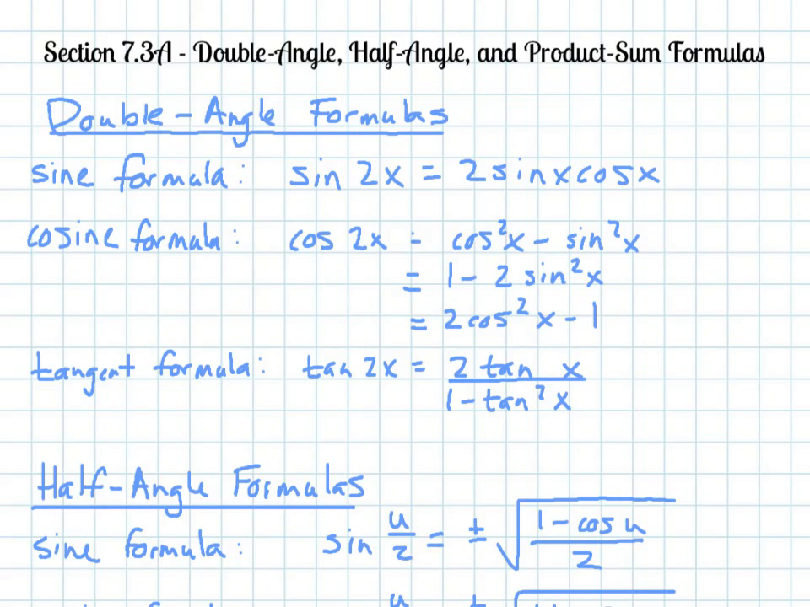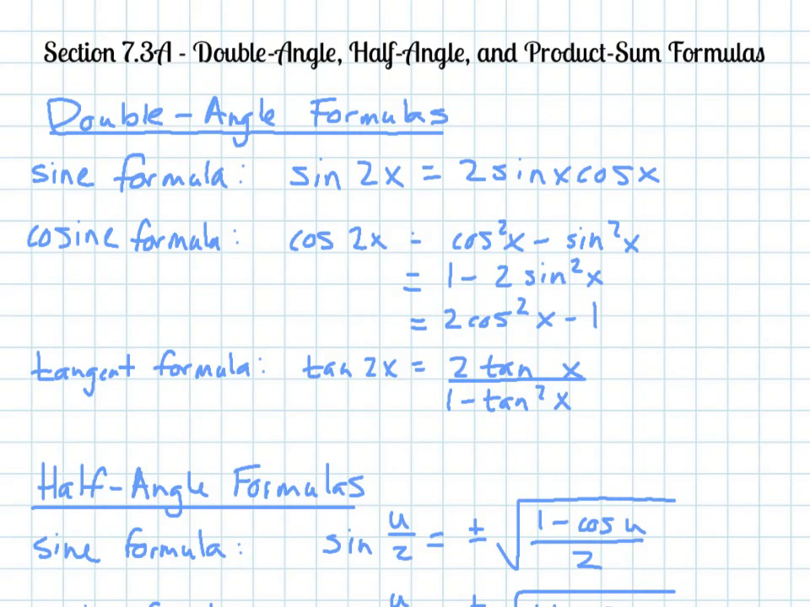For cosine, now cosine of 2x actually has 3 iterations of it, where you could write cosine squared minus sine squared, or 1 minus 2 sine squared x, or 2 cosine squared x minus 1. That one's pretty versatile. Especially if you're proving an identity and you want to use the double angle for cosine, you can insert one that makes more sense for your problem. And so sometimes maybe you want everything to be in terms of sine, or sometimes you want everything to be in terms of cosine, or maybe it doesn't matter.